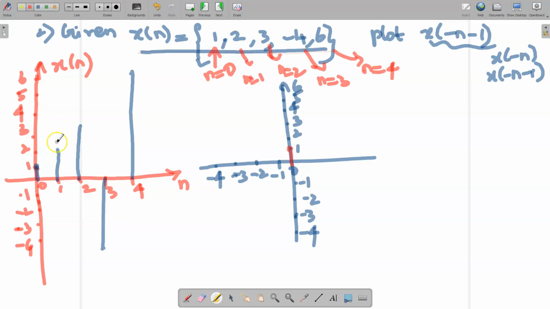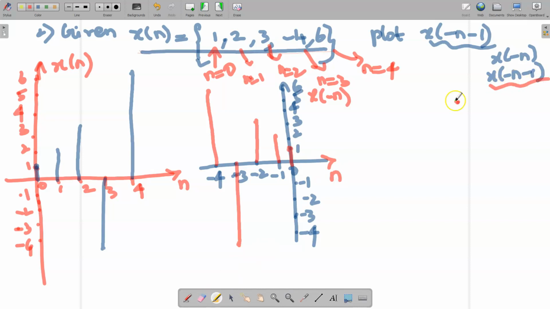So, at 0 the amplitude is 1, it remains same here also. At 1 the amplitude is 2, so it will go to minus 1. At 2 the amplitude is 3, it will go to minus 2. At 3 the amplitude is minus 4, it will go to minus 3. At 4 the amplitude is 6, it will go to minus 4. Okay. So, this is your reversal signal x of minus n, and finally, the last diagram I have to draw x of minus n minus 1.